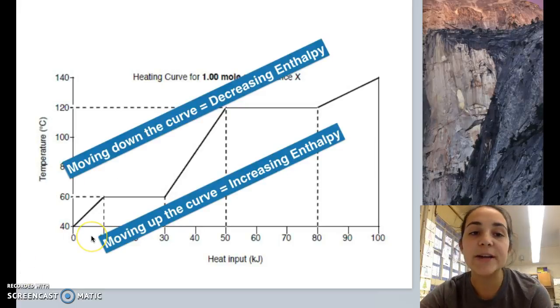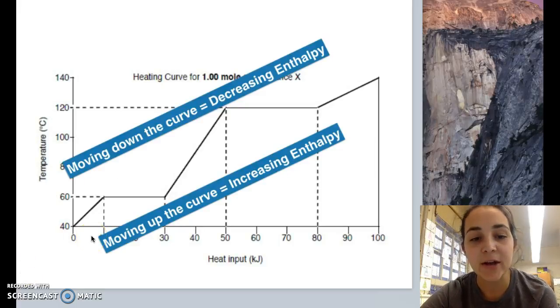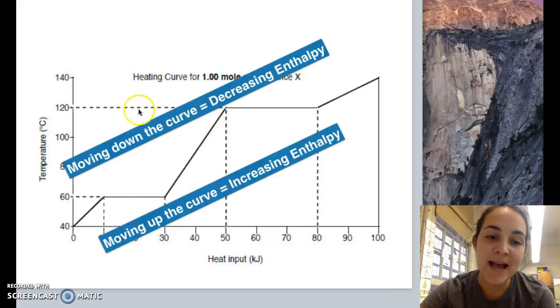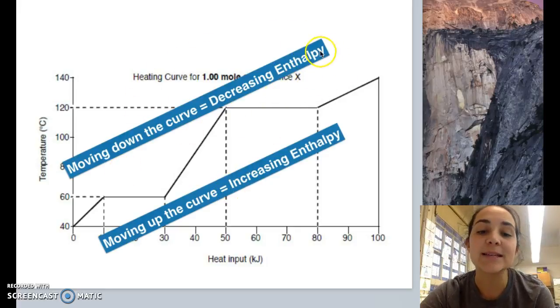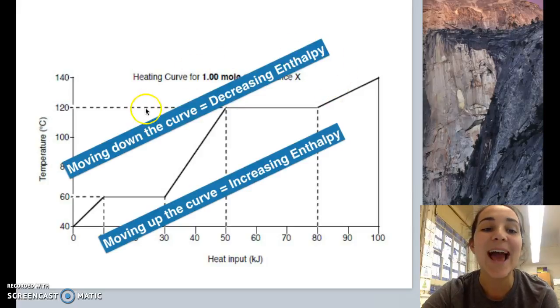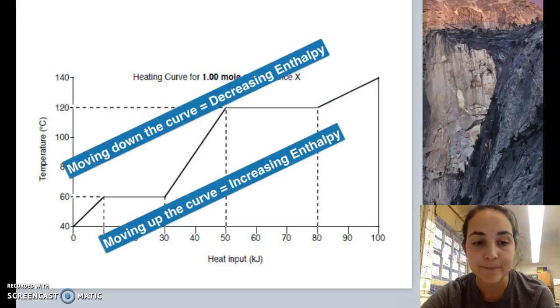So this moves in a very similar way on the phase change diagram. If I go up my curve, I'm adding heat, which means my enthalpy is increasing. If I'm going down, my enthalpy is decreasing because I'm taking out heat energy.